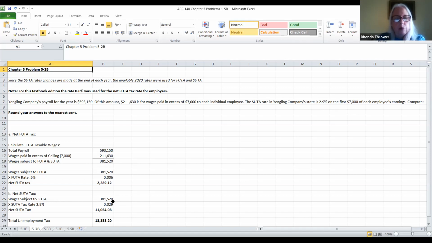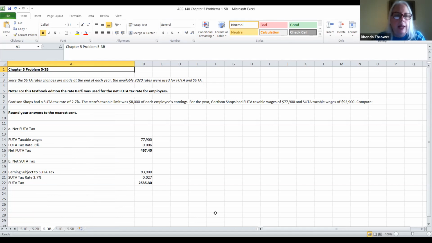The wages that are subject to SUTA are $381,520. We're going to multiply that by the state rate of 2.9%, and that will give you the net FUTA taxes of $11,064.08. The FUTA tax and the SUTA tax combined will give you the total unemployment tax of $13,353.20. So I'm going to look at the next problem.